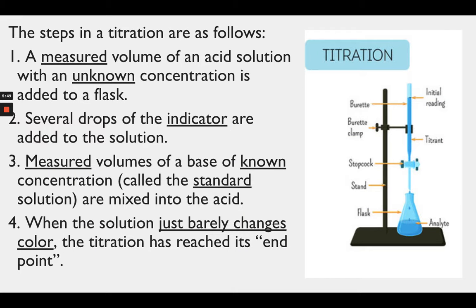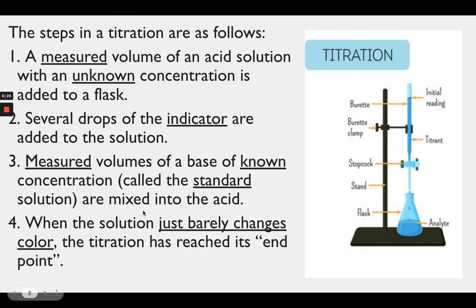So let's go through these steps again. A measured volume of an unknown acid with an unknown concentration is added to our Erlenmeyer flask. That unknown acid is called the analyte. It's what we put in the flask. Then we put several drops of indicator into the unknown acid solution. It will be a colored acid, and it will change color at the neutralization point. Then measured volumes of a base of known concentration, sometimes called the titrant, which goes in the burette, are mixed into the acid.